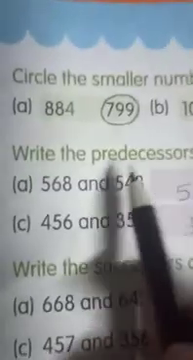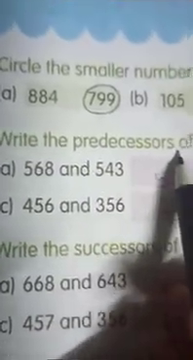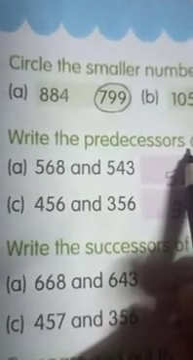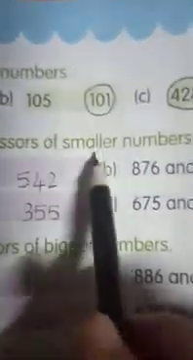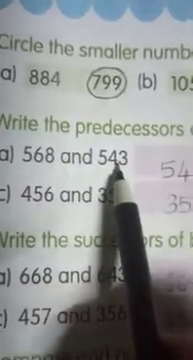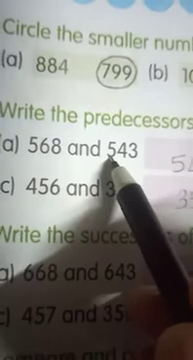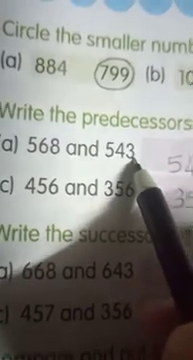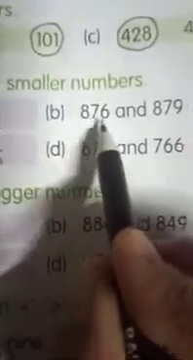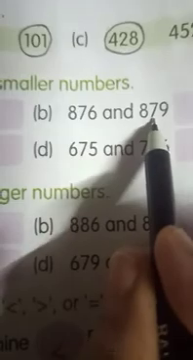Next question. Write the predecessor of smaller numbers. Children, predecessor is nothing but the before number. So before writing the predecessor, you should find the smaller number first. So 568 and 543. So this 543 is the smaller one. What is the predecessor of 543? 542.